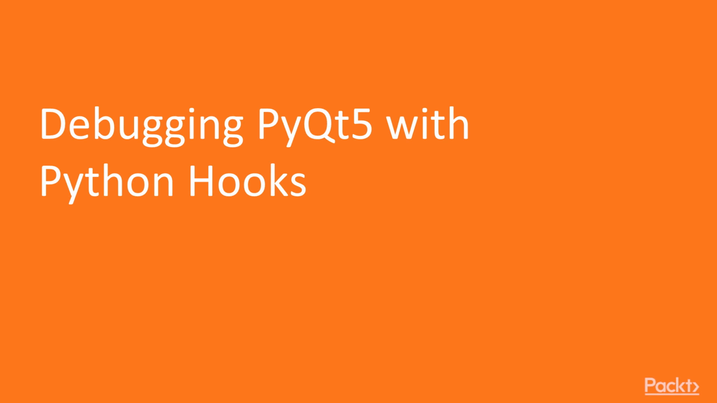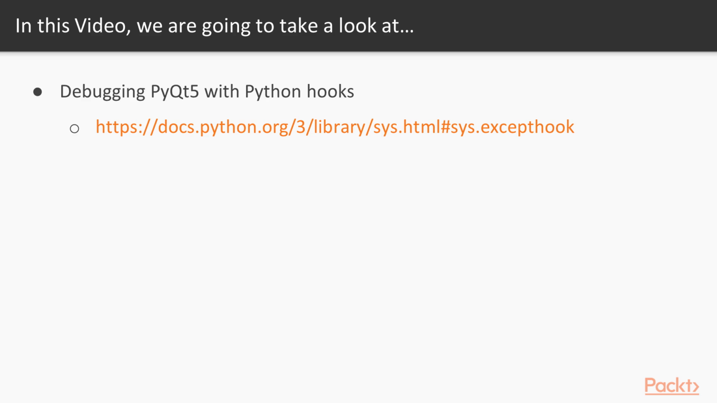In the previous video, we overloaded widgets using disconnect. In this video, we will be debugging PyQt5 with Python hooks, and we'll be creating the hook from the sys module. So here's a link to it from the Python documentation: sys.excepthook.